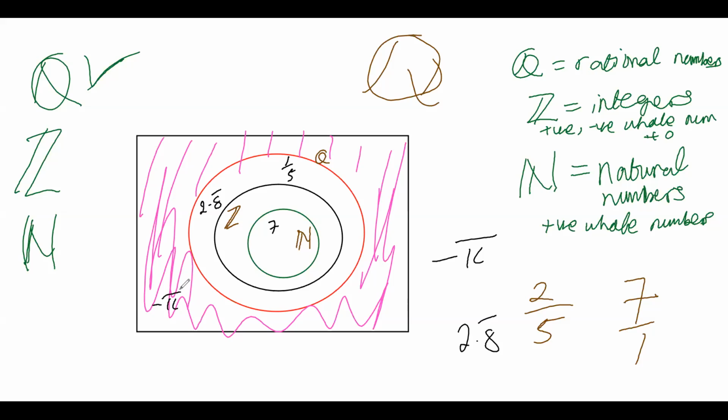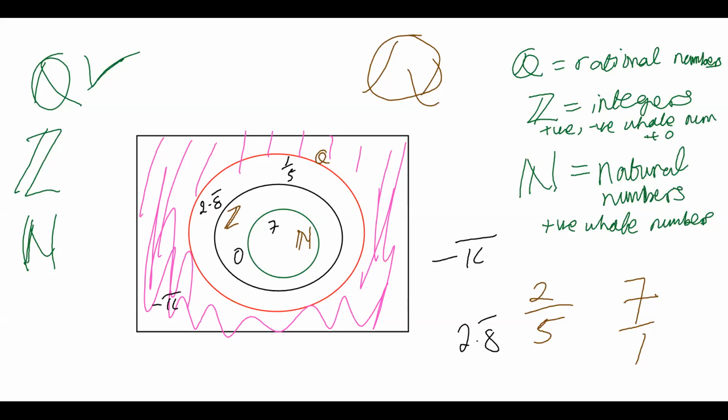Inside of N. Wait, no, I think it's in Z. Inside of Z. Wait, no, not inside of N. So 0 would be here, outside of N. 0 is not a natural number, right? So 0 is going to be there.